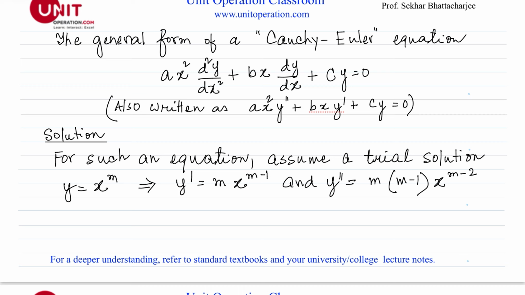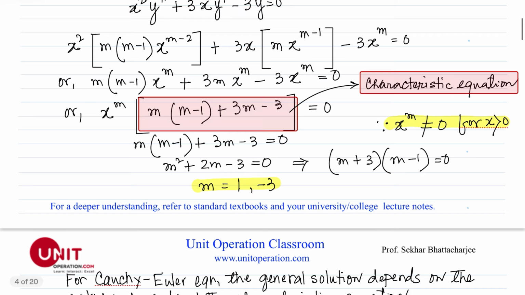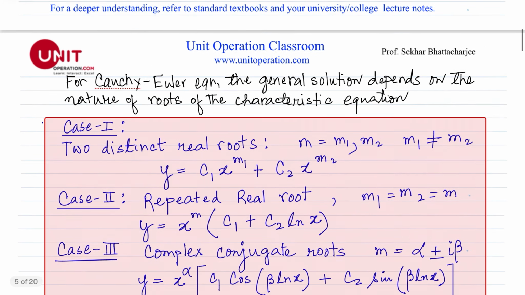So for the Cauchy Euler solution, this is the typical trial solution which we use. Then the first derivative would be this, and the second derivative would be this. Then we substitute in the given differential equation. Of course, x to the power n cannot be equal to 0 for x greater than 0. So this is my characteristic equation. This is a quadratic equation, and we solve it and get two roots, 1 and -3 in this particular case.